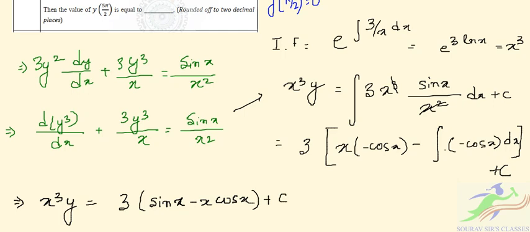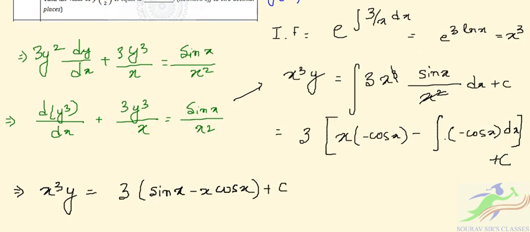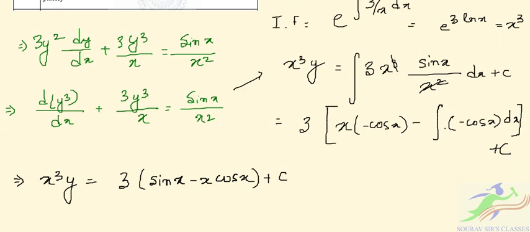Okay. So we have the initial condition that at x equal to pi by 2, y equal to 0. So it will be 0 equal to 3, sin pi by 2 is 1, minus 0, plus c. So c will be minus 3, right?